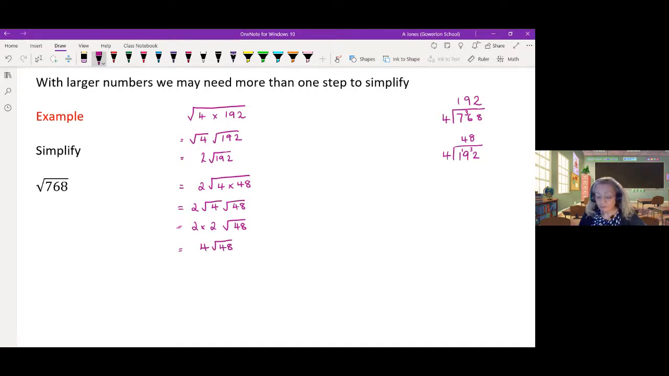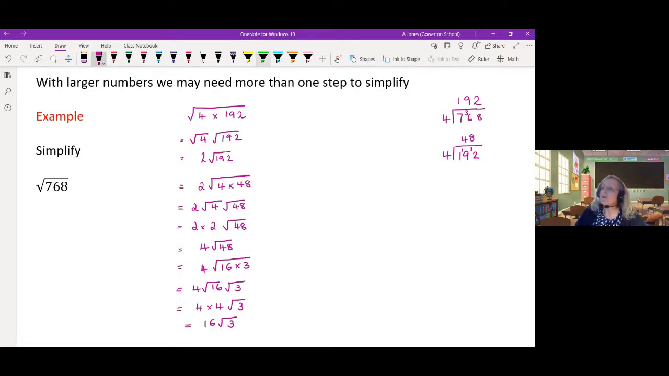Well, looking at that, I can see a square number again, and actually the one that I can see now is 16, and I can see that 16 multiplied by 3 gives me 48. If you didn't see 16, you might have needed to do 4 another twice. So this one is now going to be 4, and then the root of 16 multiplied by 3. So this gives me 4, the root of 16 multiplied by the root of 3. So this is 4 multiplied by 4, root 3. So the final answer to this one is 16 root 3.